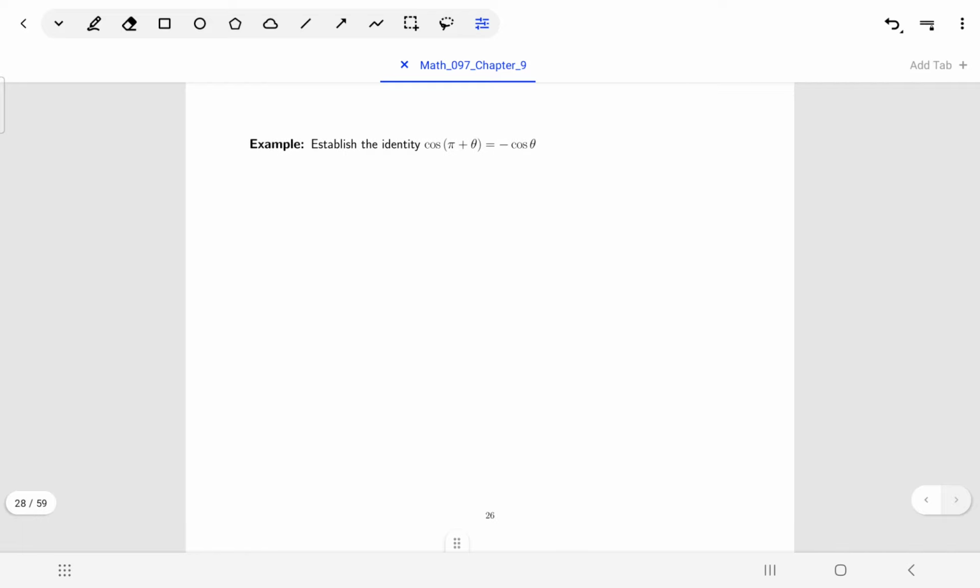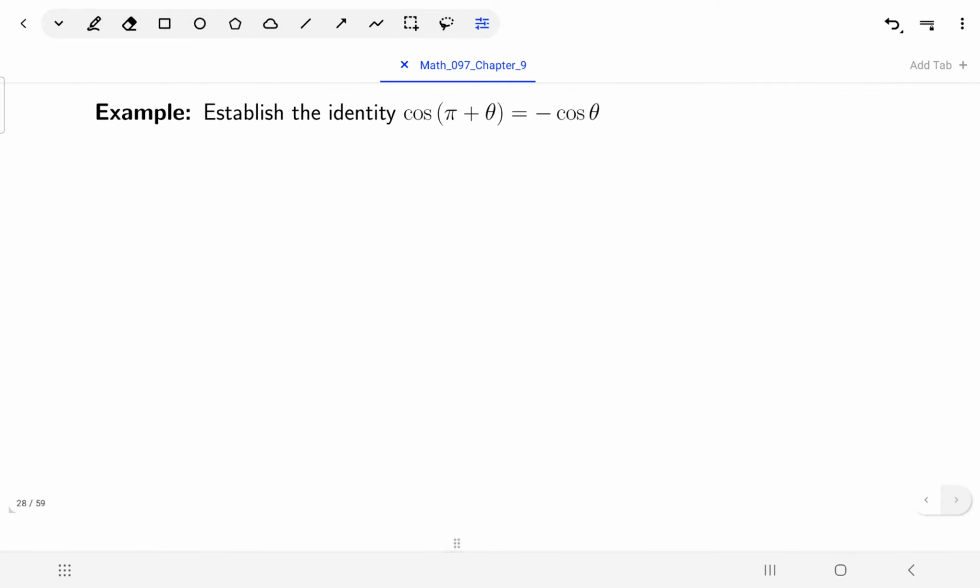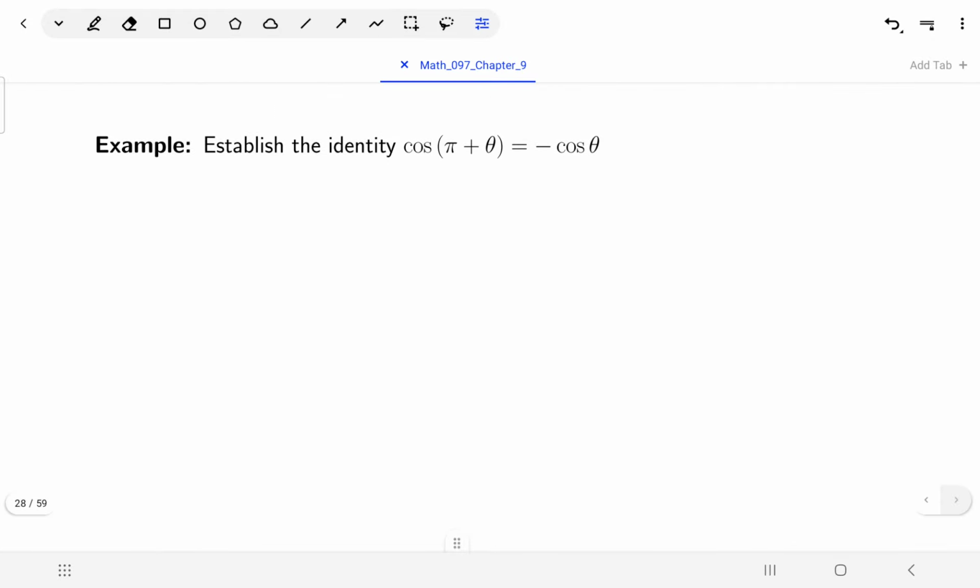Of course, some other things that we can do would be establishing new identities from old. So if I'm taking a look at this identity that I want to establish, cosine of pi minus theta equaling negative cosine of theta, it's pretty clear which side to start with. I'm going to want to start with the left side because I've got a cosine of pi plus theta. That's something where I've got an angle sum identity for cosine that I can use. So I guess I should go ahead and use it.